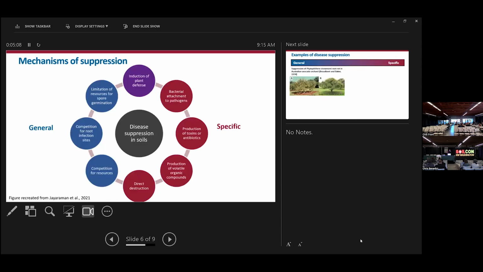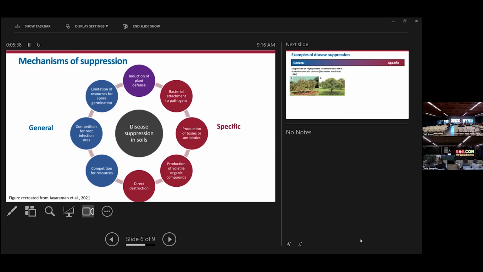Again, these are some mechanisms. I've talked about some of these, but just getting into it more specifically, on the specific suppression side, you can have bacterial attachment to pathogens. You can have bacteria or other organisms producing toxins or antibiotics that directly affect the pathogen. They can produce volatile organic compounds, or they can directly destroy the cells, maybe through cell lysis.